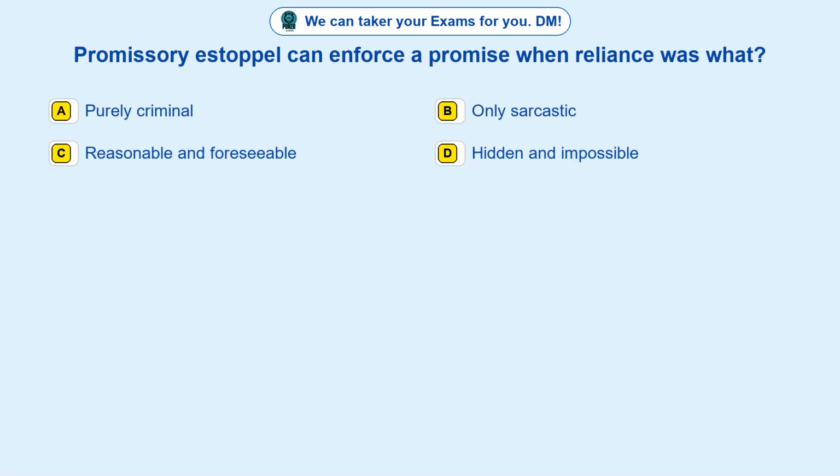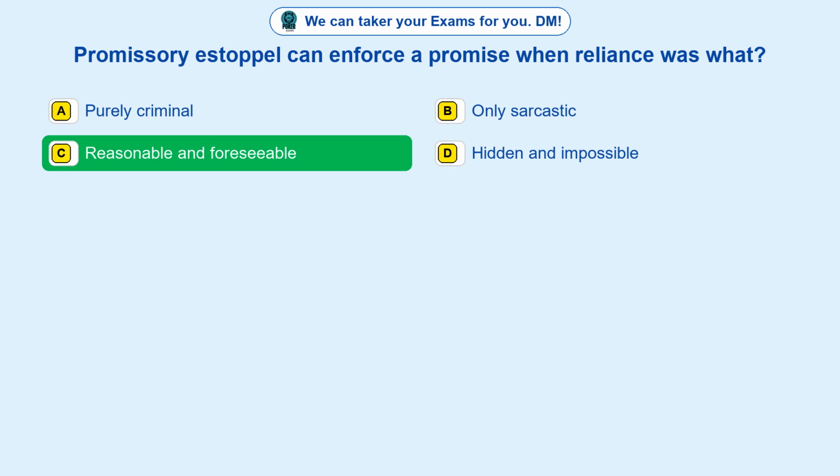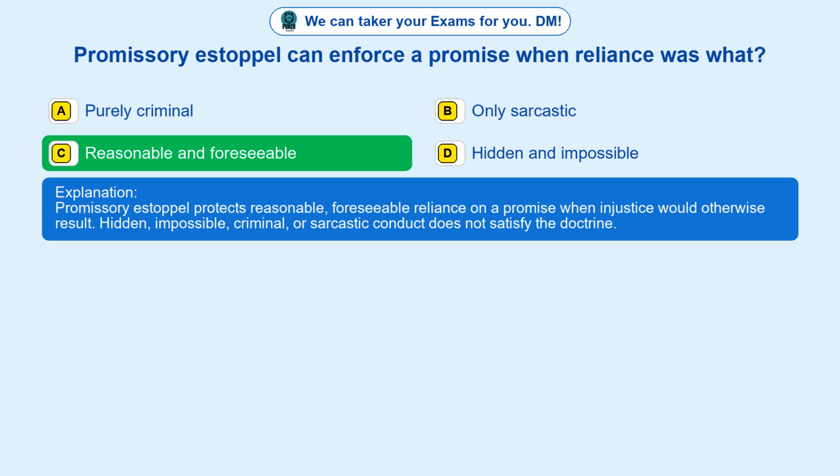Question 23. Promissory estoppel can enforce a promise when reliance was what? Option A, purely criminal. Option B, only sarcastic. Option C, reasonable and foreseeable. Option D, hidden and impossible. The correct answer is option C, reasonable and foreseeable. Promissory estoppel protects reasonable, foreseeable reliance on a promise when injustice would otherwise result. Hidden, impossible, criminal, or sarcastic conduct does not satisfy the doctrine.